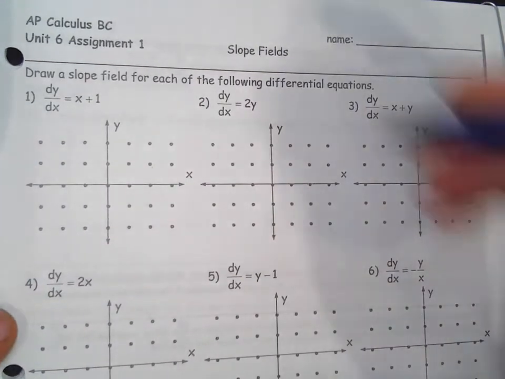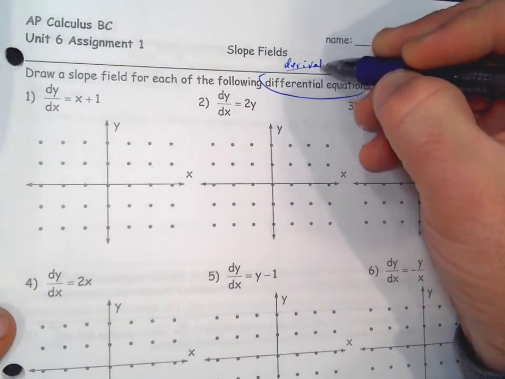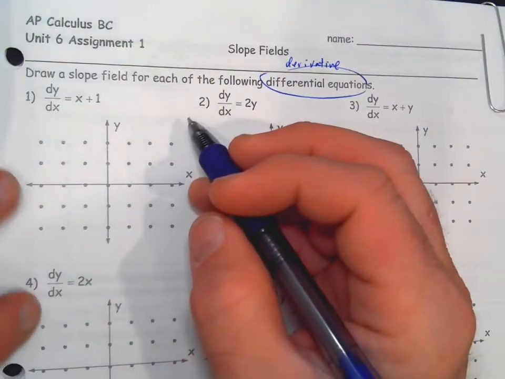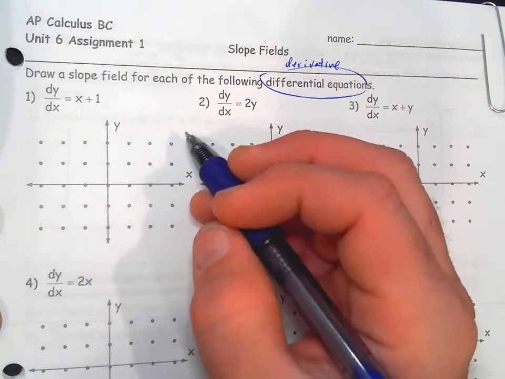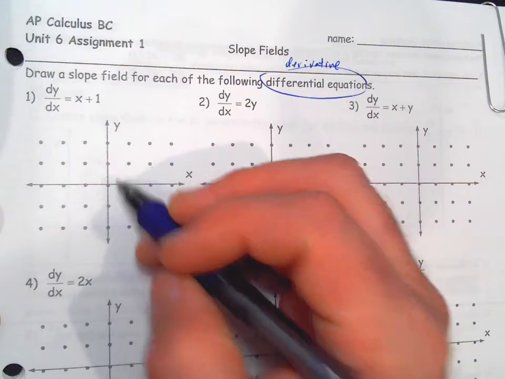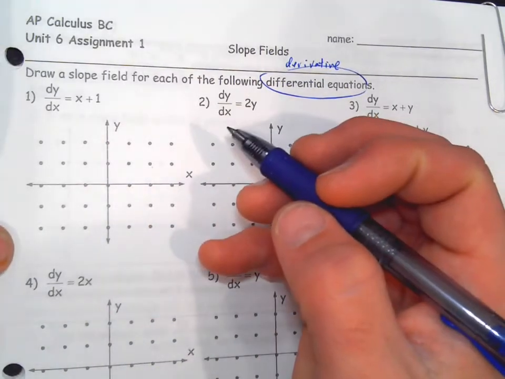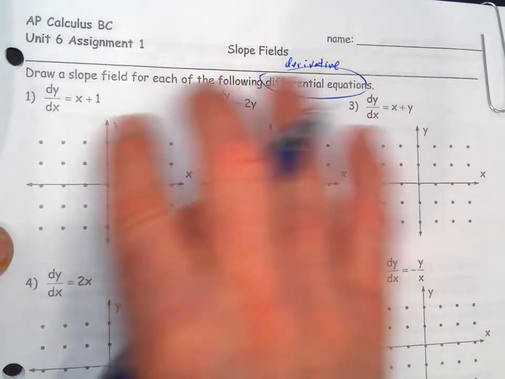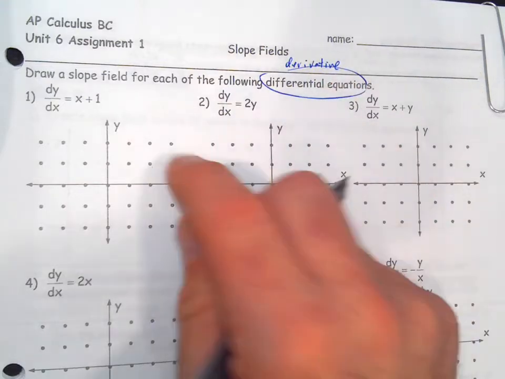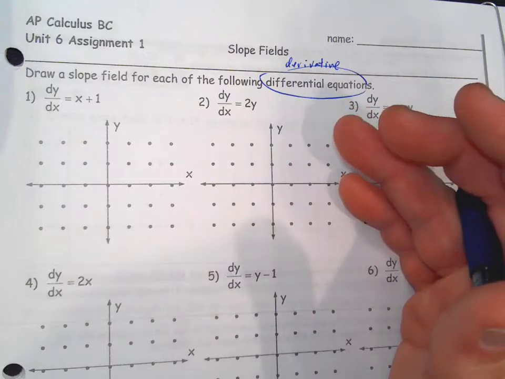So a differential equation just means that it has a derivative in it. What we're going to do is sketch slope fields for these. Slope fields are just little tangent lines, little line segments that have the slope of the derivative, and it creates a vague picture of the family of functions that could be the solution. Usually there are infinite possibilities because of the whole plus C issue.